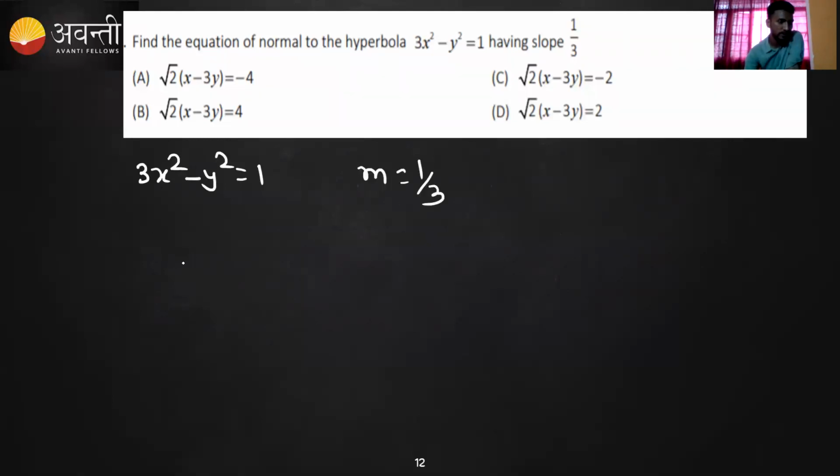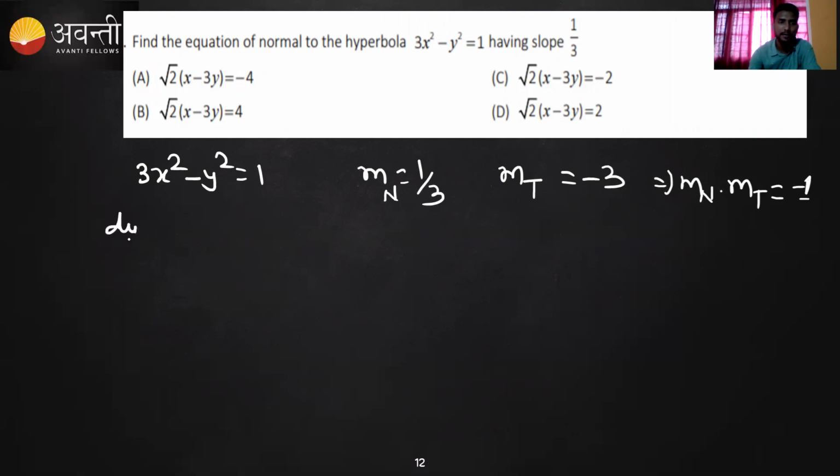So what we can do here, we know this slope is for normal. So from here can we write this slope of the tangent is minus 3. Why? Because you all know that tangent and normal are perpendicular to each other. So basically mn into mt will be minus 1. So what we are going to do, we just have to find this dy by dx.